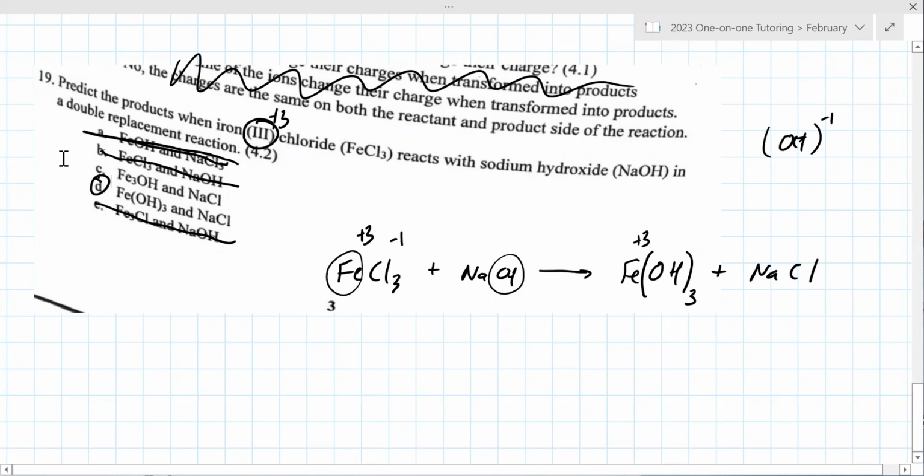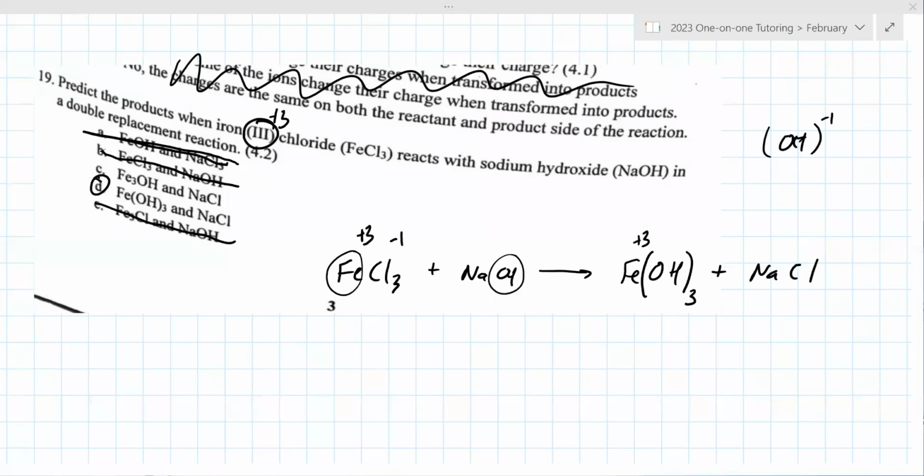That makes more sense. What about number 21, 22, and 23? After that's 28, and then we're done. 21, predict the products. 21's answer is B. I put A.